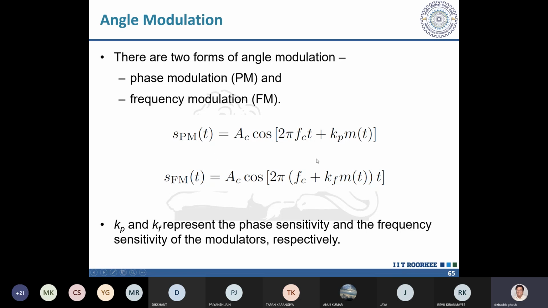Okay, and Kp, Kf are called the phase sensitivity and frequency sensitivity. Just these are some scaling factors. Because Mt may be very large, so we don't want a very large fluctuation. Okay, so we just scale it down. So accordingly, we use this Kp, Kf scaling factor.